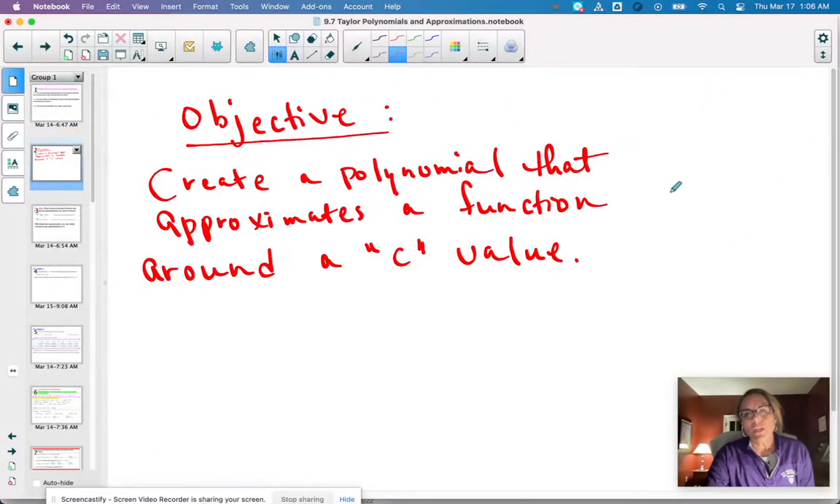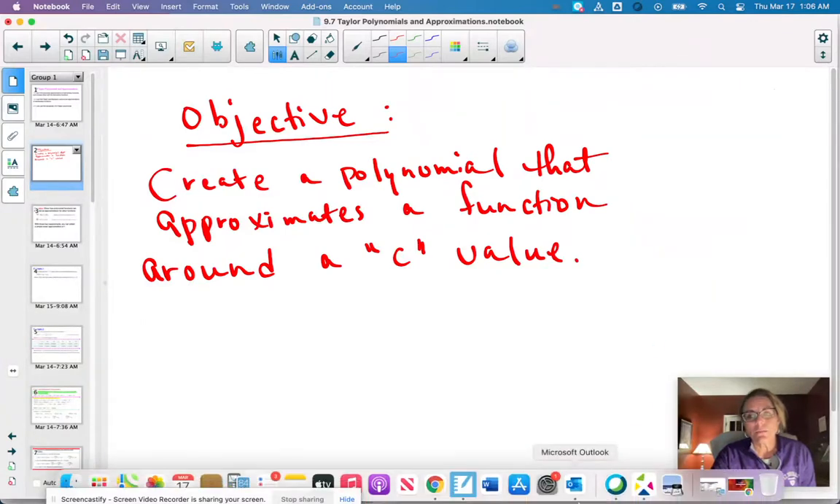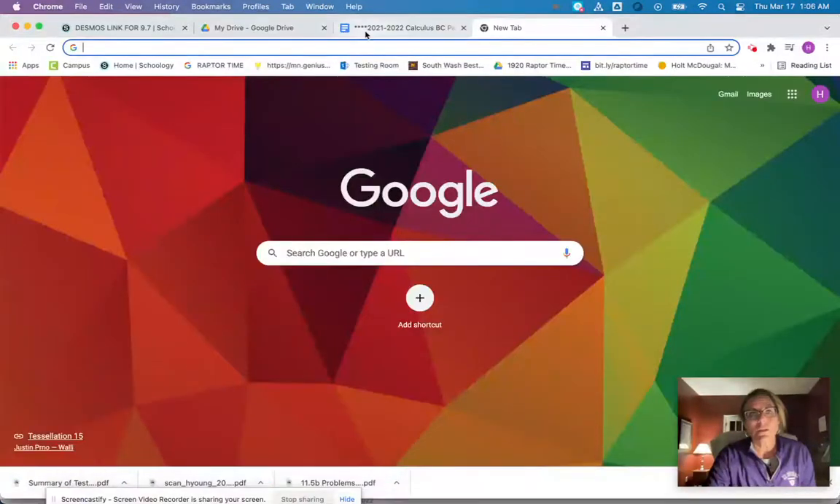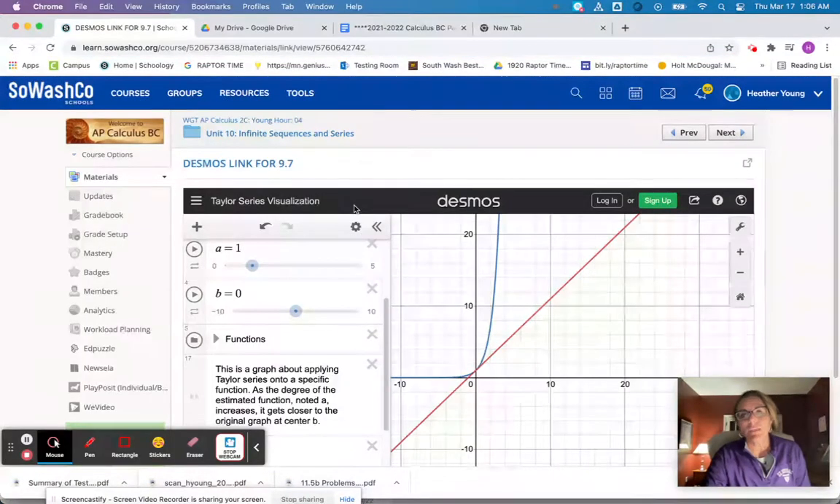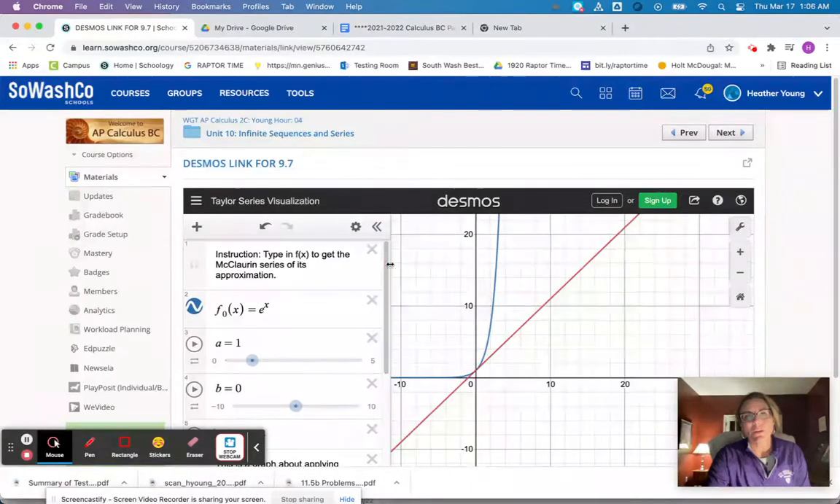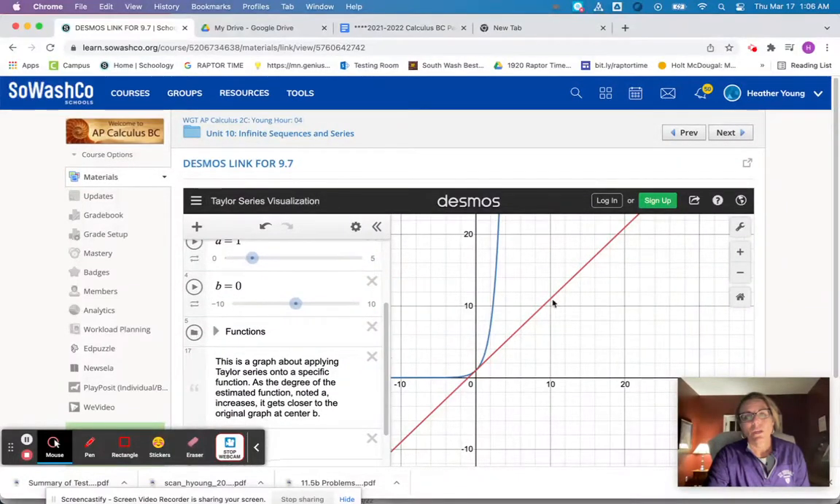The whole objective of today's lesson is we are going to create a polynomial that approximates a function around a c-value. How I want to start the lesson is opening up a Desmos link. And what this represents is the function I'm dealing with here is e to the x. Let's scroll down. So the blue is e to the x.